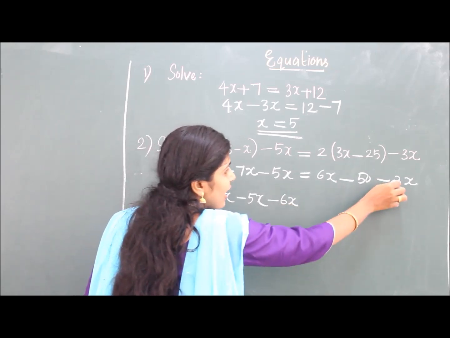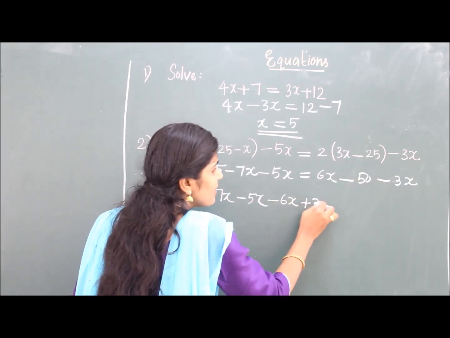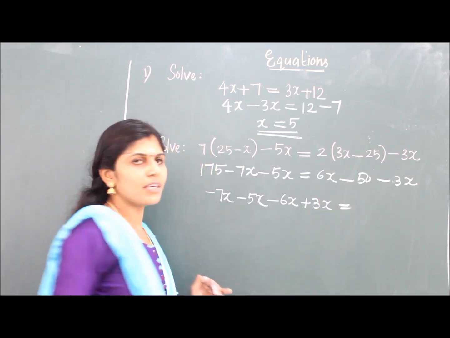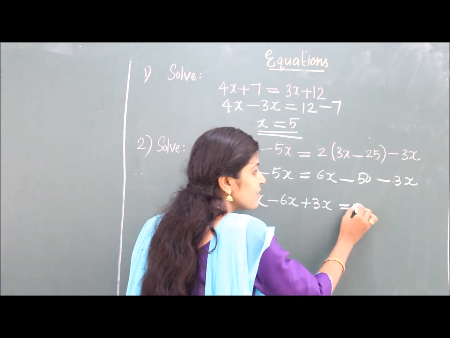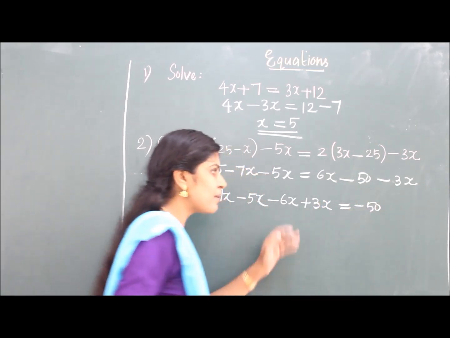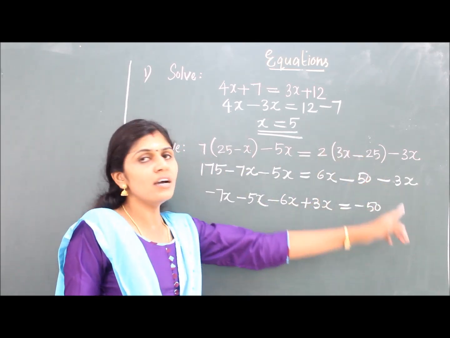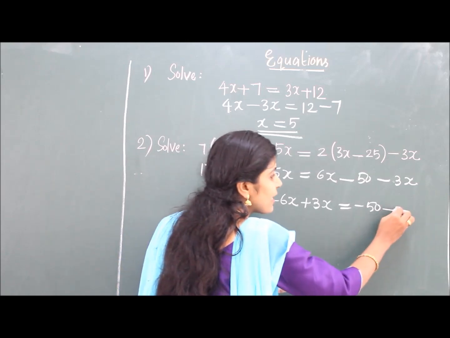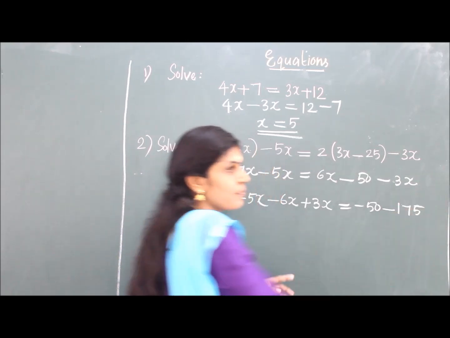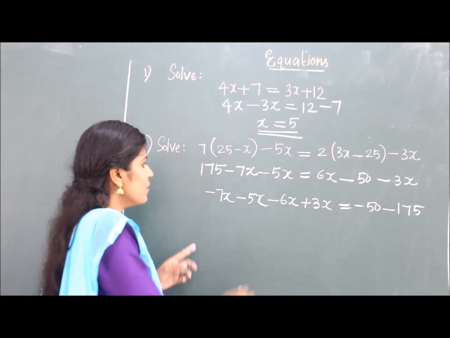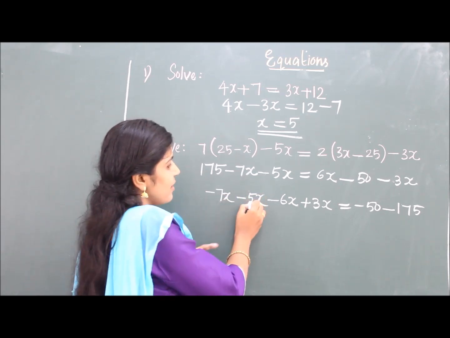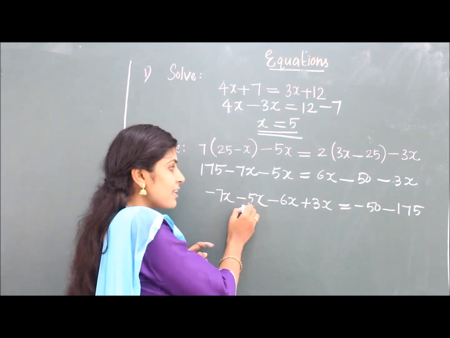Minus 6x and minus 3x becomes plus 3x. This is equal to, again minus 50 is already on the right hand side. I am keeping it as it is. And now I am taking this 175 to the right hand side. So it becomes minus 175. Okay. Now minus 7x minus 5x. What is that? It is minus 12.